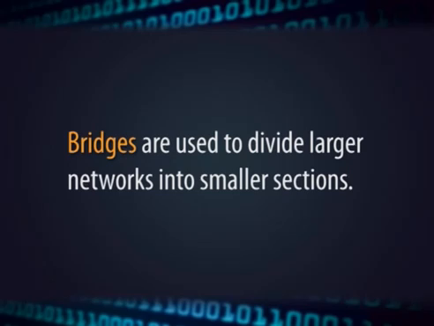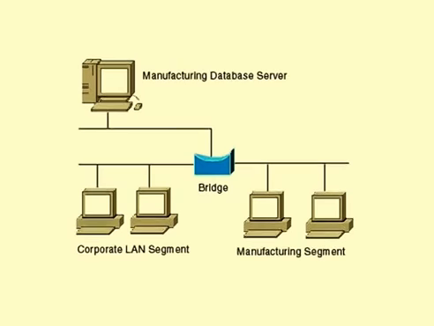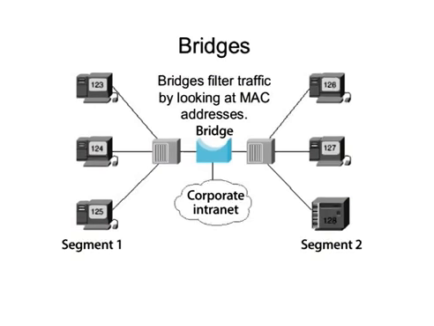Bridges are used to divide larger networks into smaller sections. They do this by sitting between two physical network segments and managing the flow of data between the two. By looking at the MAC address of the devices connected to each segment, bridges can elect to forward the data if they believe that the destination address is on another interface, or block it from crossing.